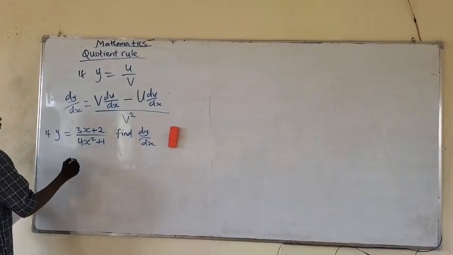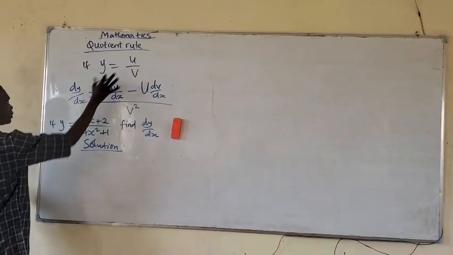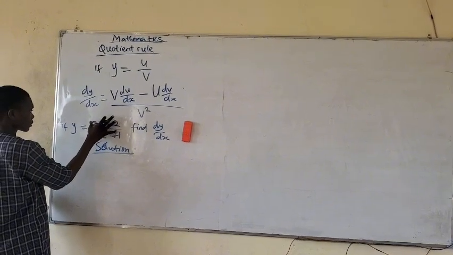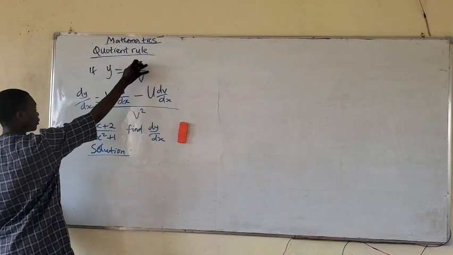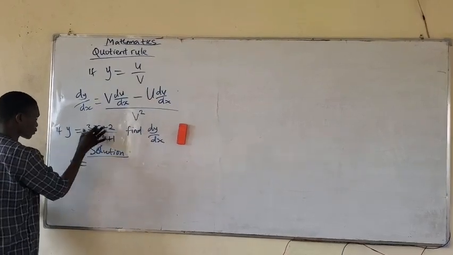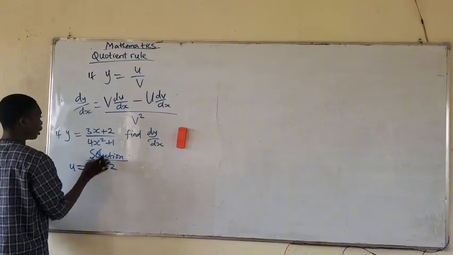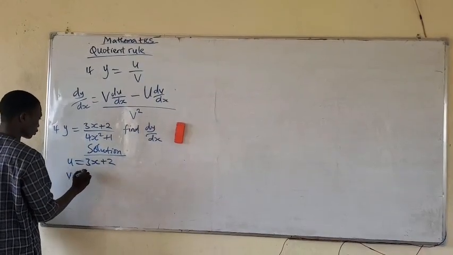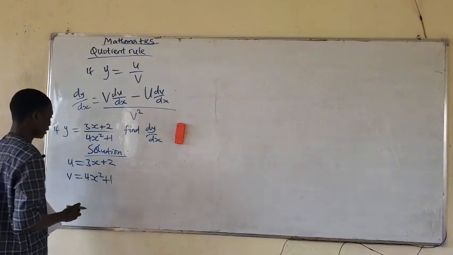So, solution. Now we are going to compare this with this. You can see that the term at the top, the numerator, is being divided by the denominator here. So you take the numerator. What is the numerator here? Compare with this, which is u. You will now say, let u equal what? The numerator, which is 3x plus 2. And what is the denominator here, which is v? V equals 4x squared plus 1. All right.